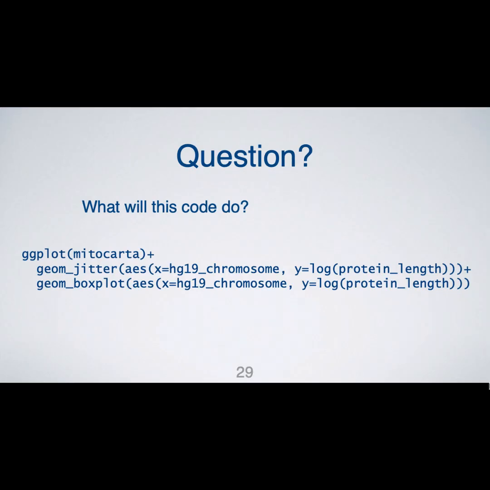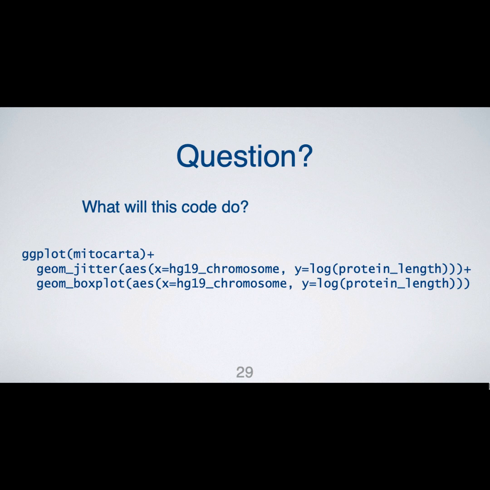Okay, so what do you think this chunk of code will do? So we know what one geom does. What do you think this chunk does? Box plot with points jittered so they're not overlaid. Yeah, correct, but also there's one more thing about it.